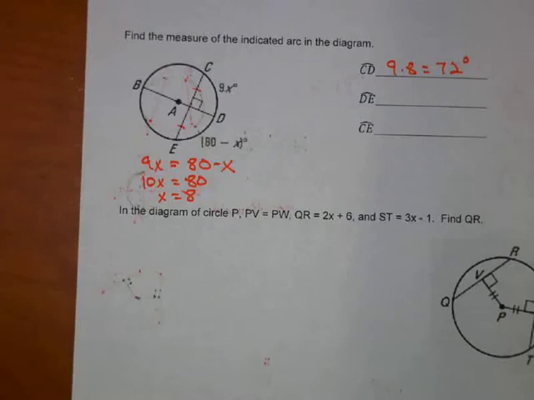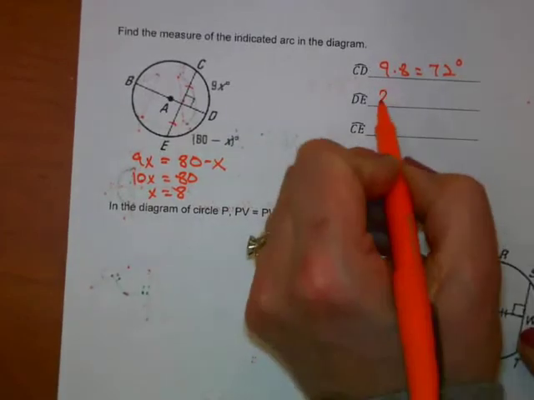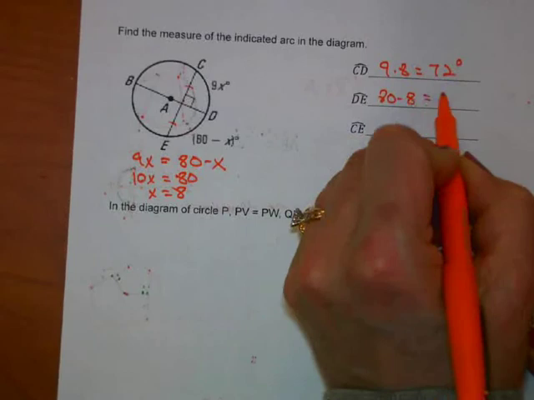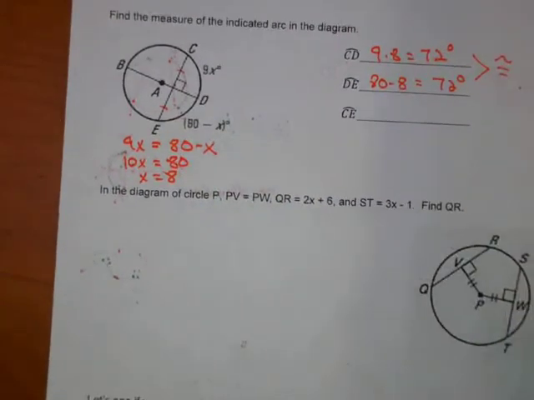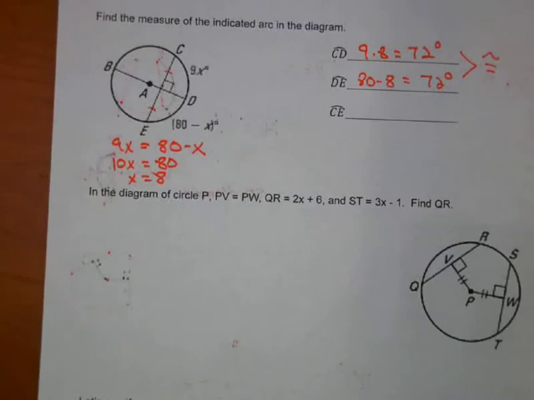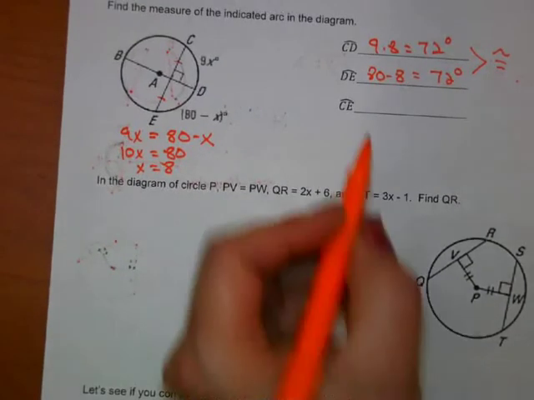What would arc DE be? The same, right? You could do 80 minus 8 if you needed to, but you probably don't have to. These are congruent. And then arc CE would be what? 144. You add the two together.